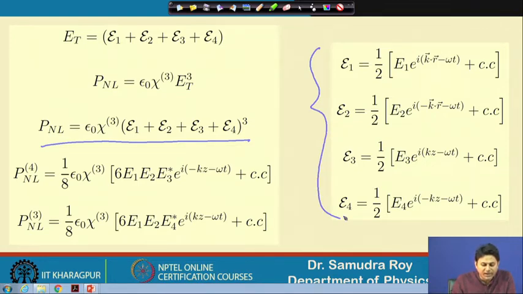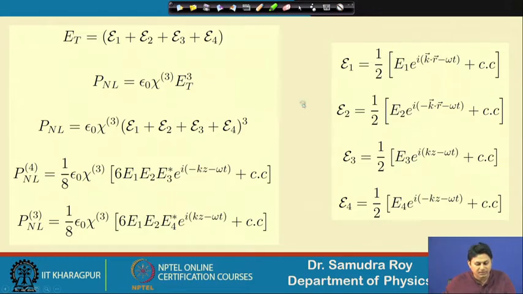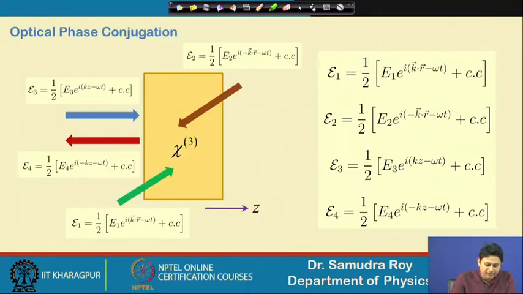Now, we need to find out the polarization that will give rise to the wave E4 and E3. Why E4 and E3? Because let us go back to the previous slide, then maybe we can understand these things better. So, E1 and E2 behave like a pump. So, we are not going to study the evolution of E1 and E2, because normally pump is of very high amplitude, and we are not bothered about the evolution of the pump normally.